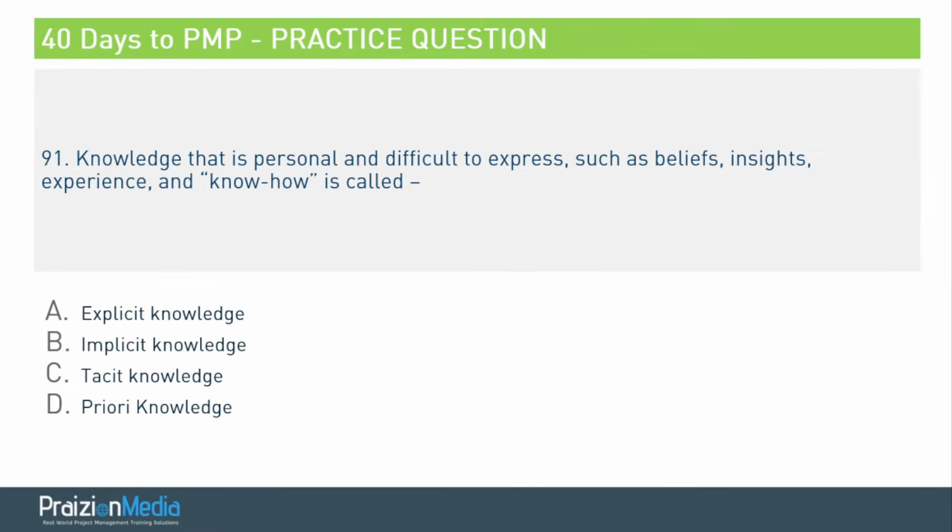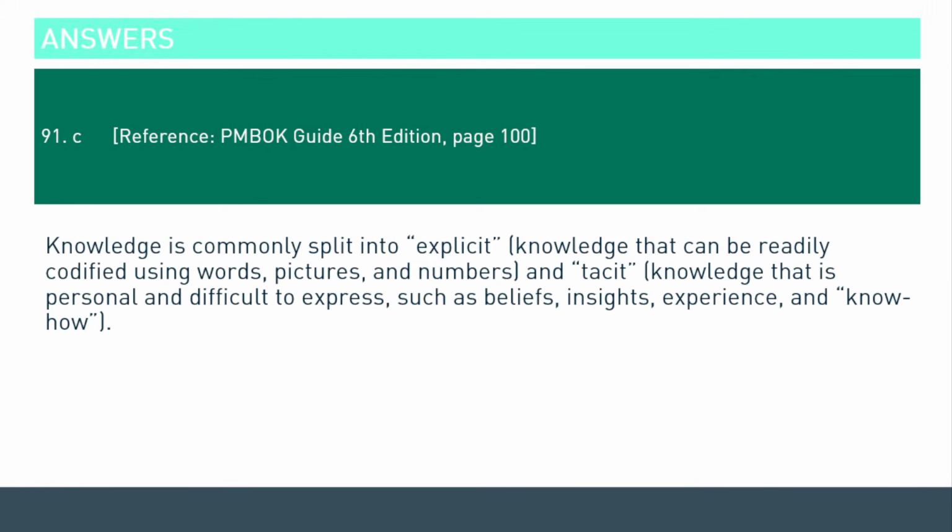All right. So let's take a look at the answer. The best answer to this question, my friends, based on what we just discussed, is not explicit knowledge. And implicit knowledge is not a thing that is just made up. The best answer, my friends, is tacit knowledge, option C. So, tacit knowledge, that's the answer. Knowledge is commonly split into explicit and tacit. And tacit is personal, it's difficult to express, and you know all the hallmarks based on what we just discussed.